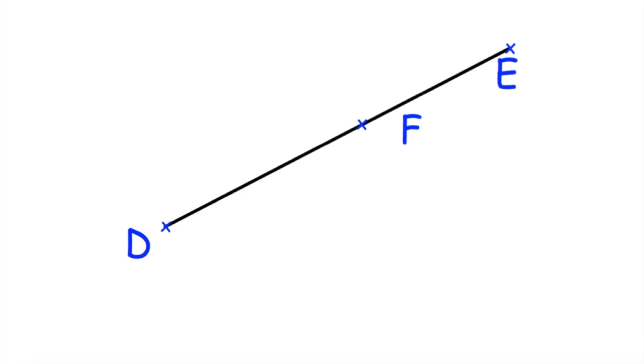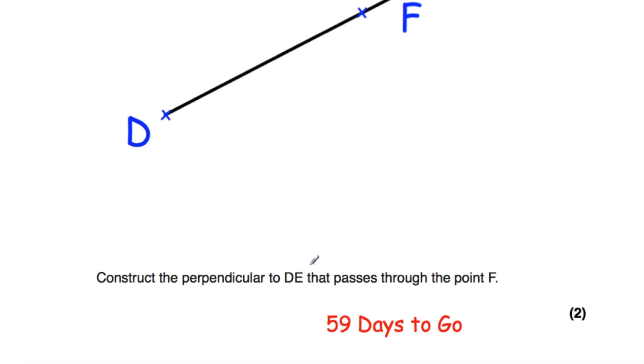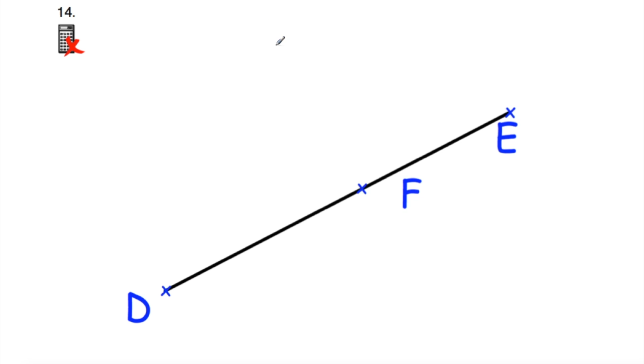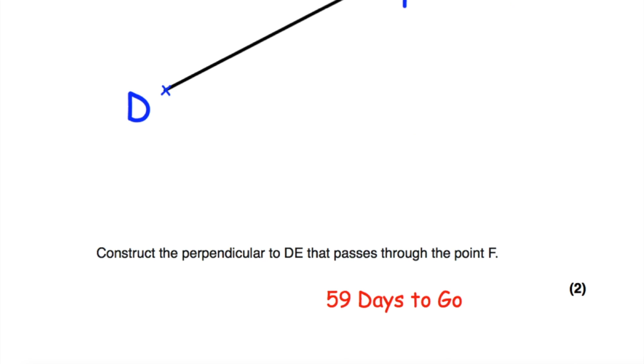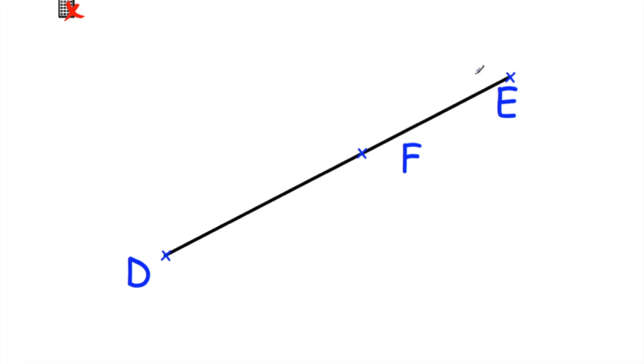Okay, let's have a look at our next question, question number 14, and it's on constructions, and we've been asked to construct a perpendicular to the line DE that passes through the point F. So we want to construct the line that's perpendicular to DE and passes through F. So if you go back and watch the video with 59 days to go, that'll help you, and it'll go through and explain to you how to do that. And it's just using your compass and your pencil and constructing those lines that you need to do, and then that'll help you construct that perpendicular that passes through F and that's perpendicular to DE.